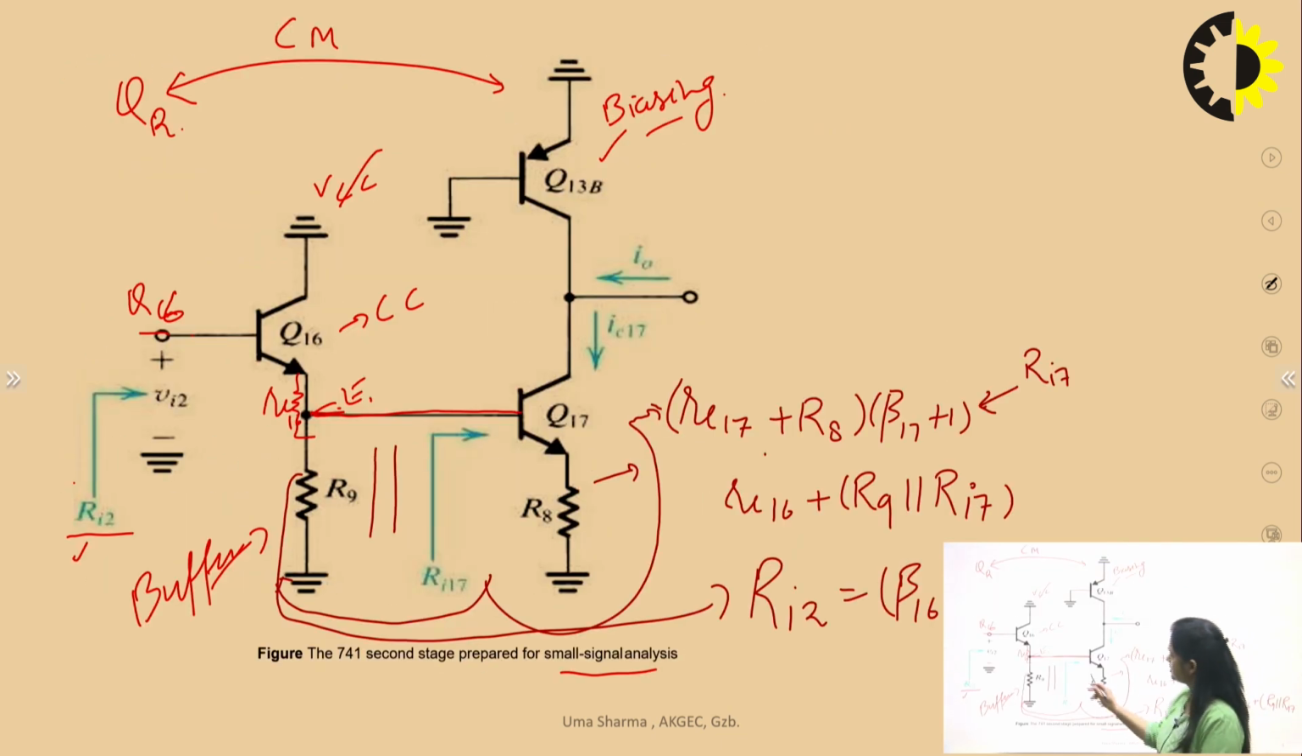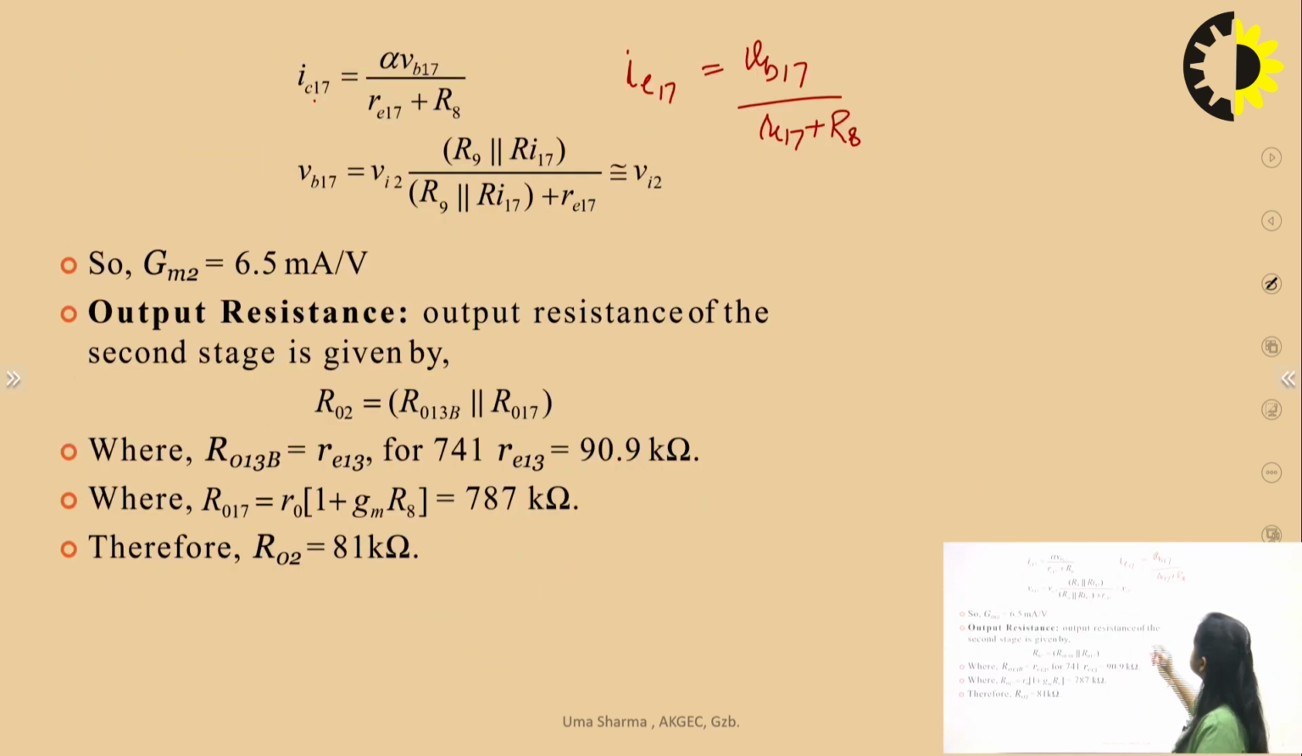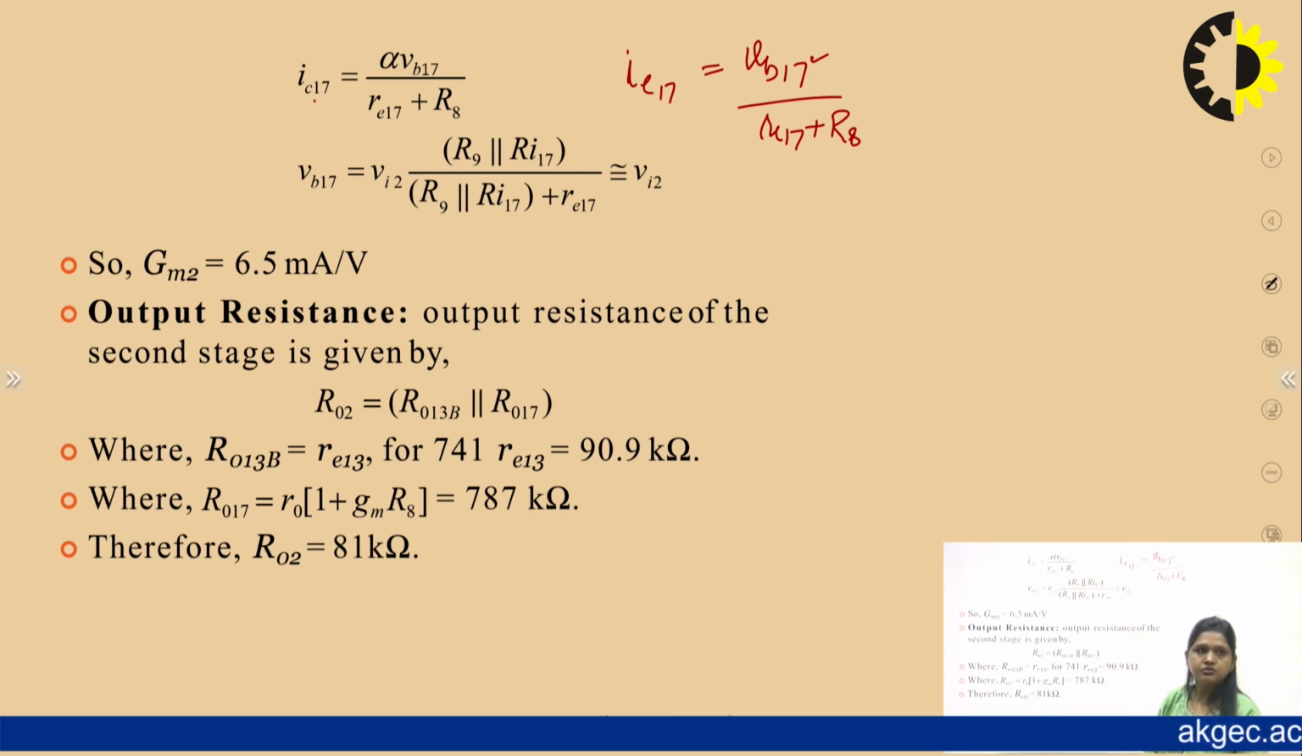From here, this is the voltage across it. So the total voltage divided by the total resistance. In case of IE, this can be written as the total voltage between base and emitter, VBE17, divided by the resistance at the emitter. So IE can be given as the voltage across the emitter node divided by the total emitter resistance, and when we convert it into IC, then this alpha comes into the picture. So this is the value of IC17.